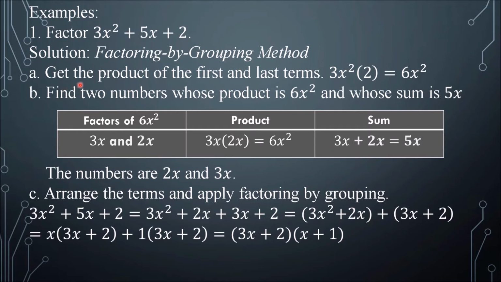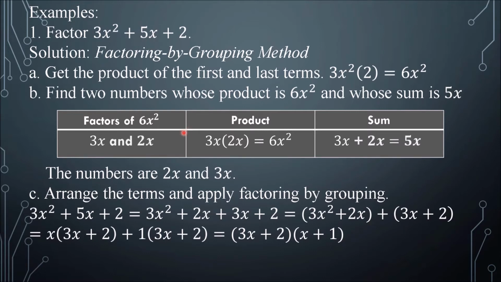First, get the product of the first and last terms. So the first term is 3x squared. The last term is 2. Now we get the product. 3x squared times 2 is 6x squared. Next, find two numbers whose product is 6x squared and whose sum is 5x. 5x came from the middle term, 5x.